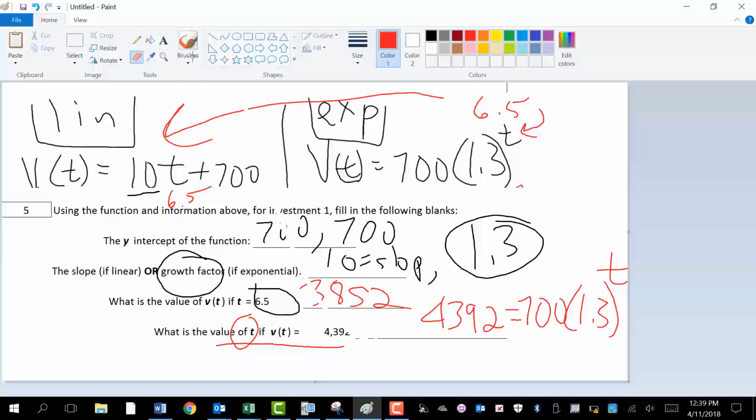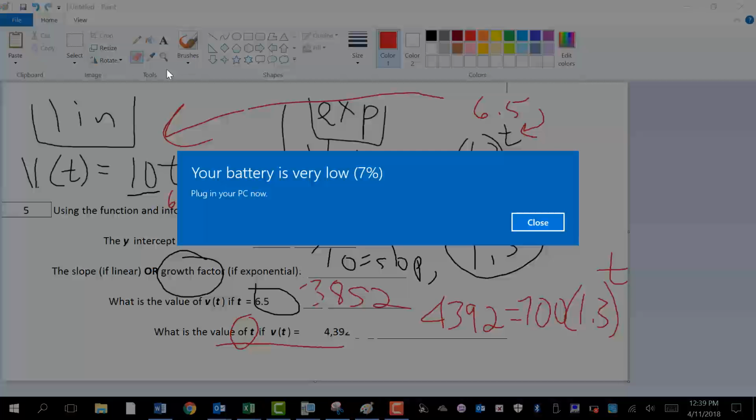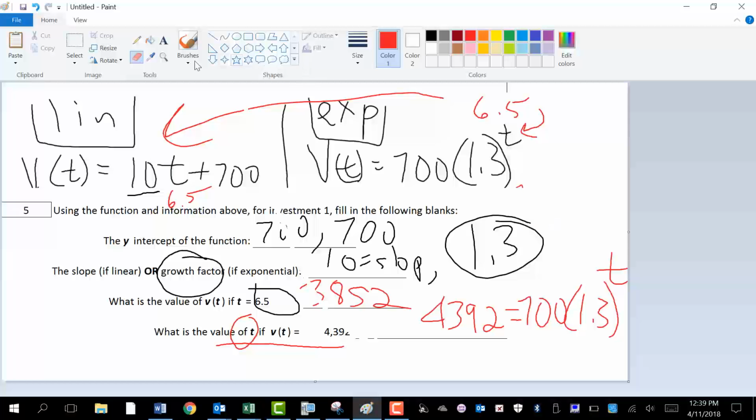Oops, lost my pen. Oops, I'm about to run out of batteries. So it'd be 7. Now, if it was linear, I could do the same thing. The difference is I'd put in this equation right there. 10t is equal to 700.